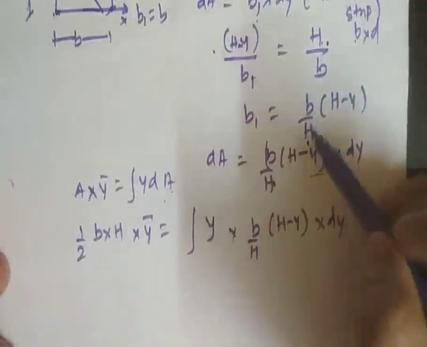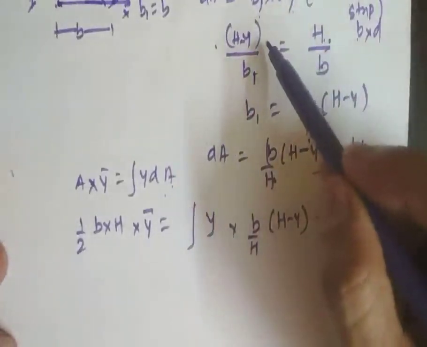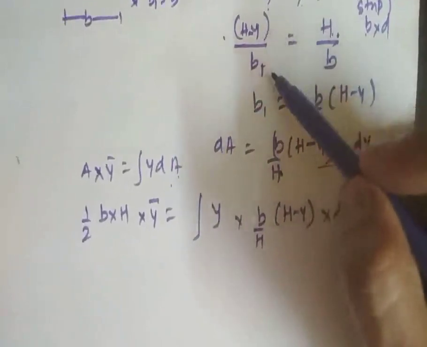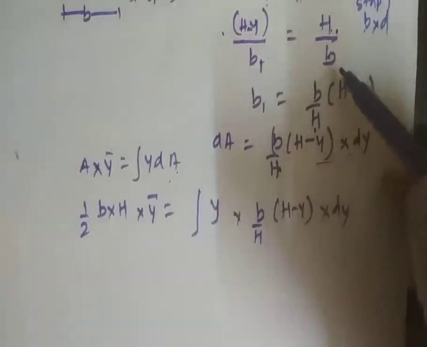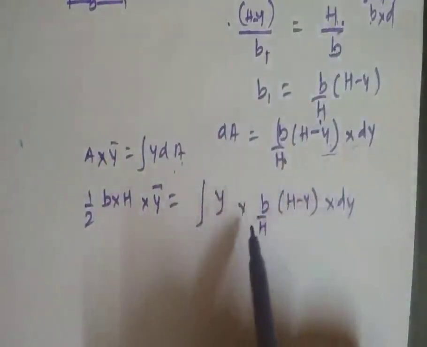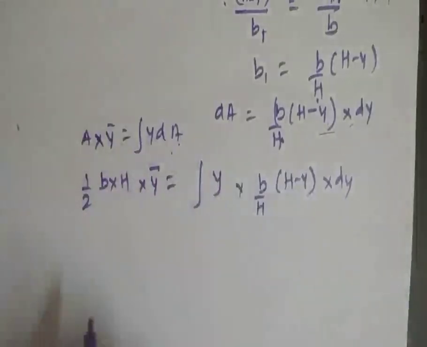Now b1 is expressed in terms of the common terms h and b from the principle of similar triangles. From the principle of similar triangles, the height of the smaller triangle divided by the base of the smaller triangle equals the height of the bigger triangle divided by the base of the bigger triangle. So considering this part, this is the dA elemental strip. Now we need to resolve this particular part to find the value of y bar.